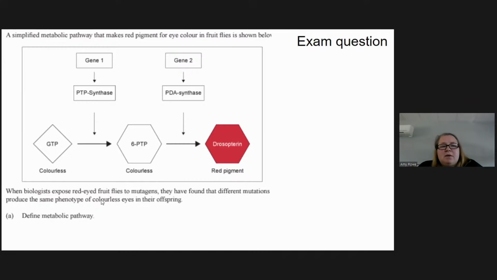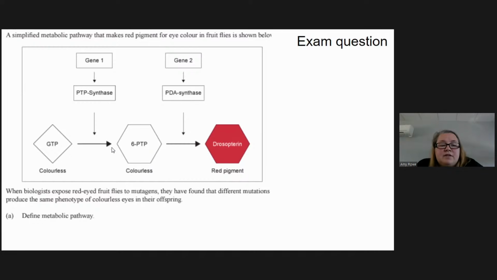So you can see that this metabolic pathway has two enzymes involved, PTP synthase and PDA synthase. And each of those enzymes was coded for by a gene. So we have two genes involved. We have our initial substrate, which is PTP, and PTP is catalyzed by PTP synthase to turn into 6-PTP.